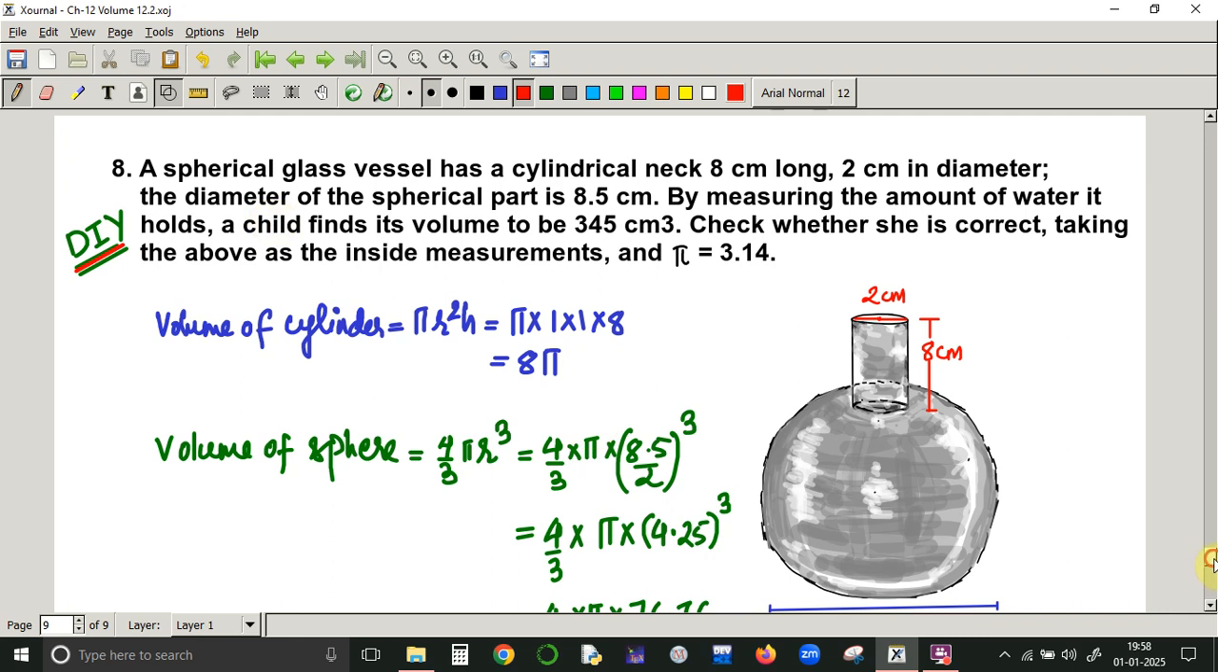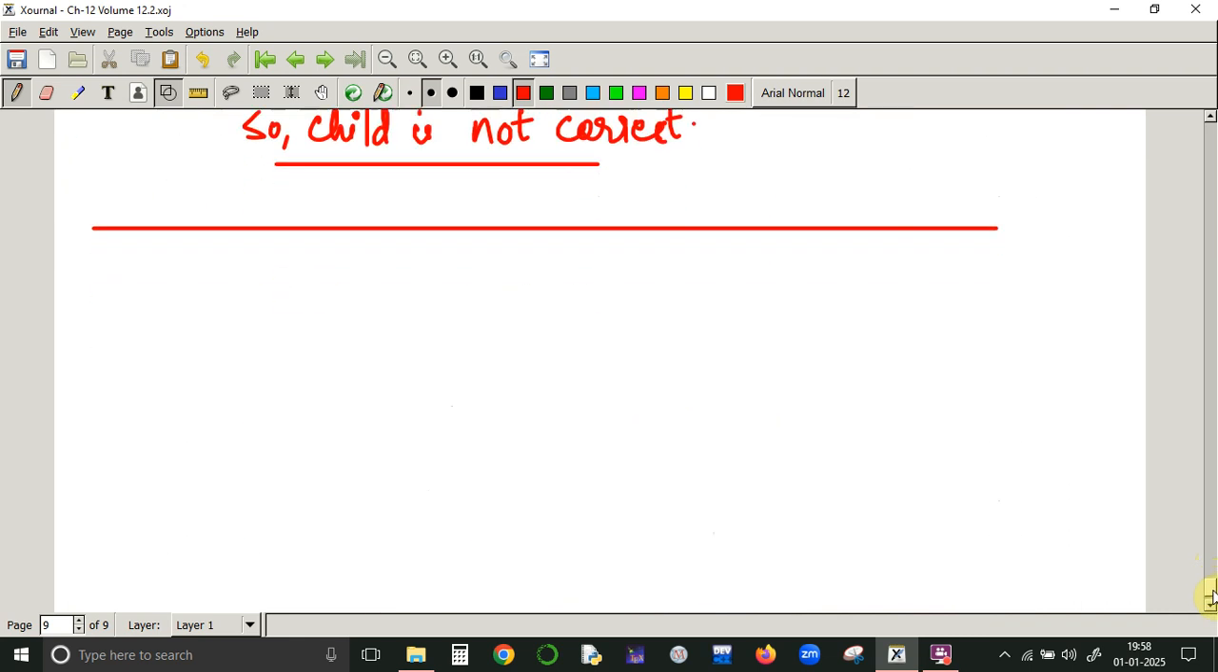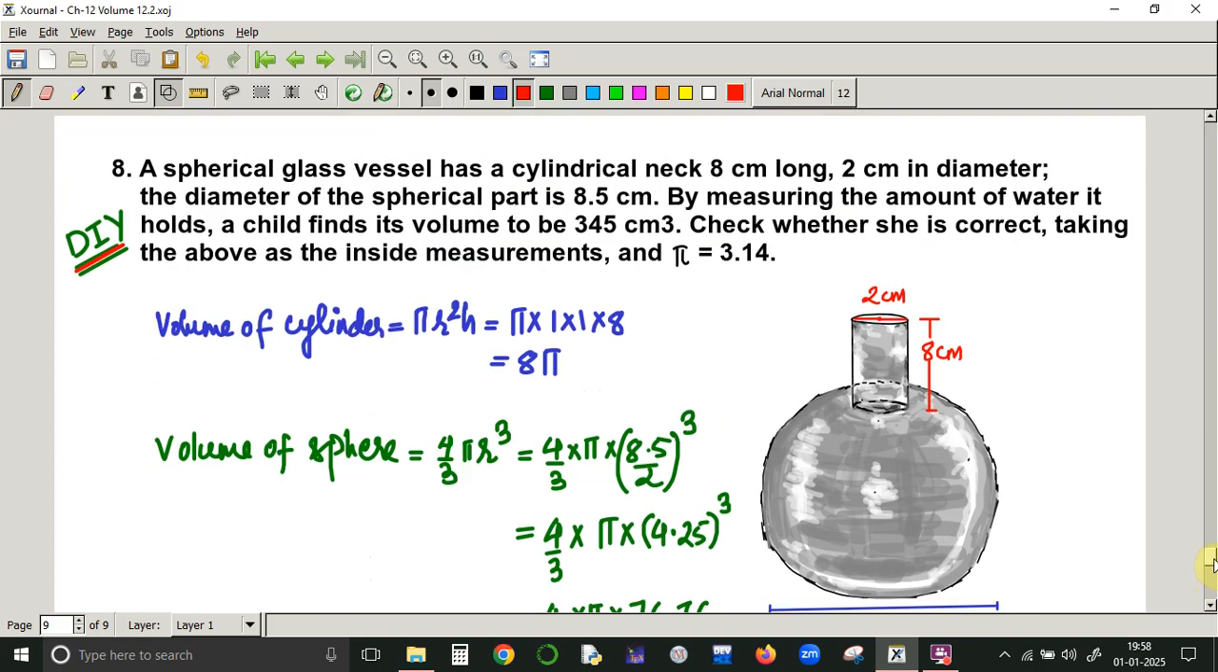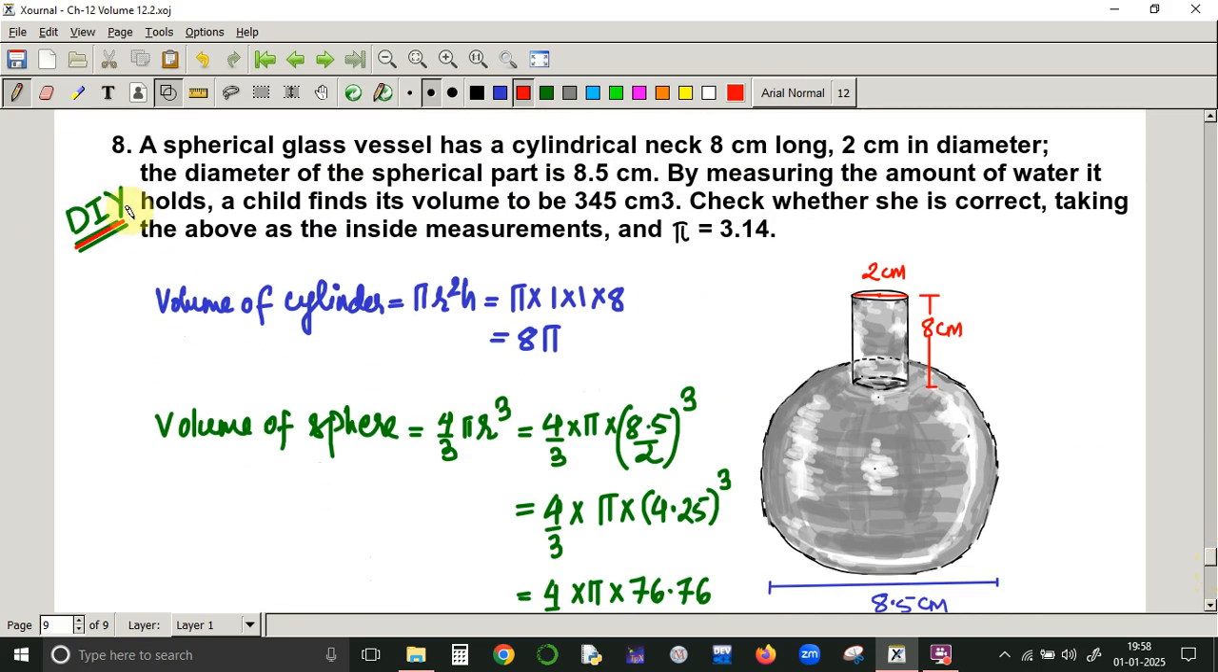I think this is the last question. This thing I had planned to give you as DIY, do it yourself. But still I have done a little bit of calculations.